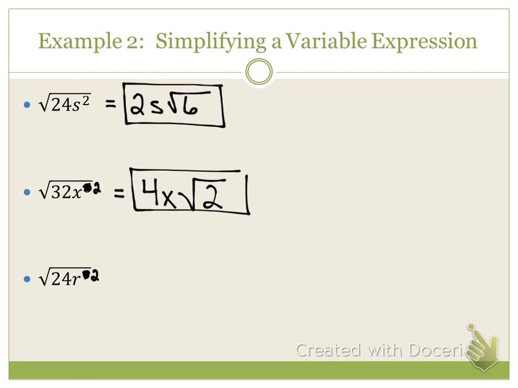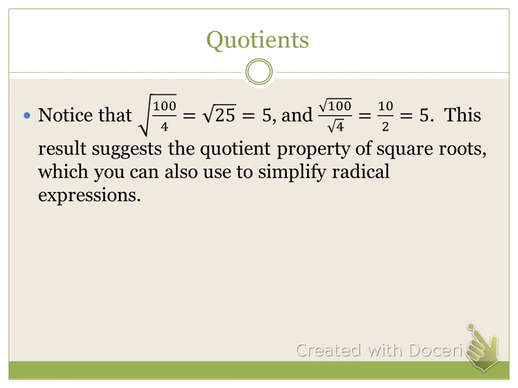All right, Colin, what's your answer? 2r times the square root of 6. Very good. 2r times the square root of 6. Who got that right? You got it right. Very good. All right, example 3 involves quotients or division.